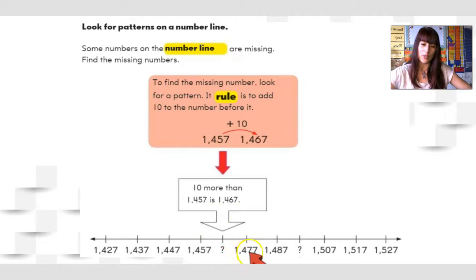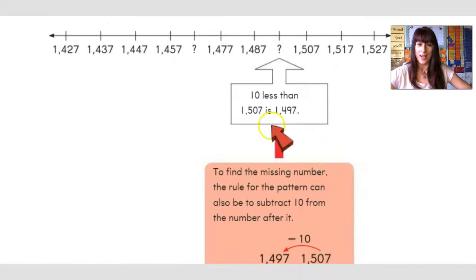And then we continue to 1,477, and this is again going to change to 1,497. So as you can see, the rule to find the missing number on this number line was to add. But guess what? There's a different rule that we can use. Let me show you. We'll use the same number line, but this time to find the missing number, the rule for the pattern can also be to subtract. So we will subtract from the number after it.